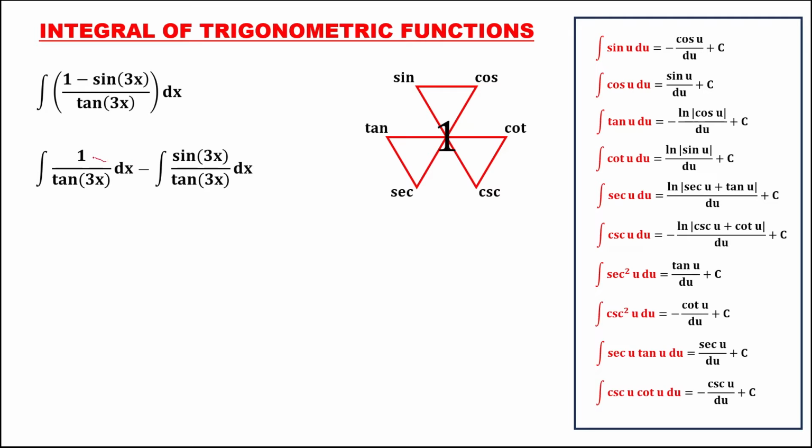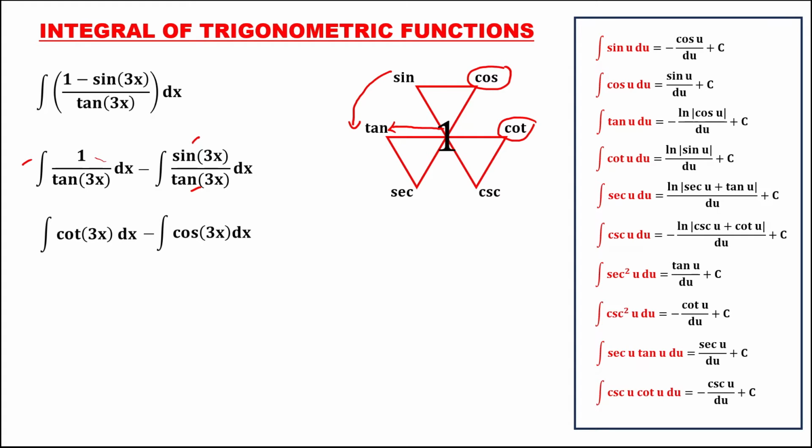So from this given, 1 over tangent is equal to cotangent. So this equation is equal to the integral of cotangent 3x dx. Then for sine over tangent, the function before them, this is equal to cosine, or the integral of cosine 3x dx.